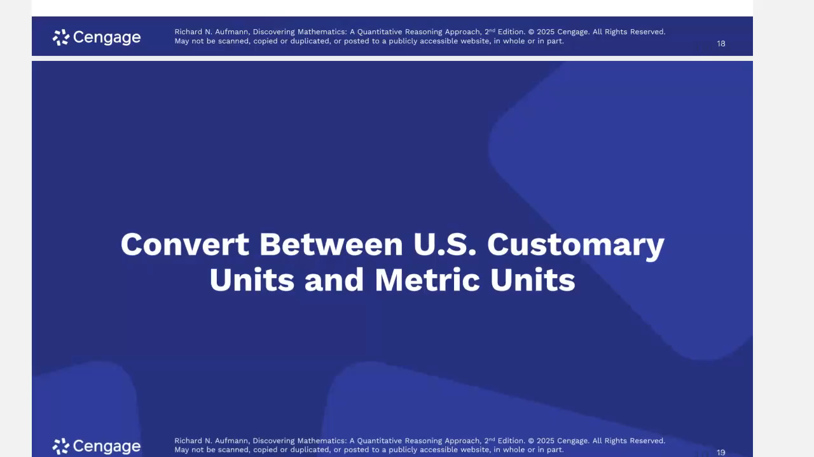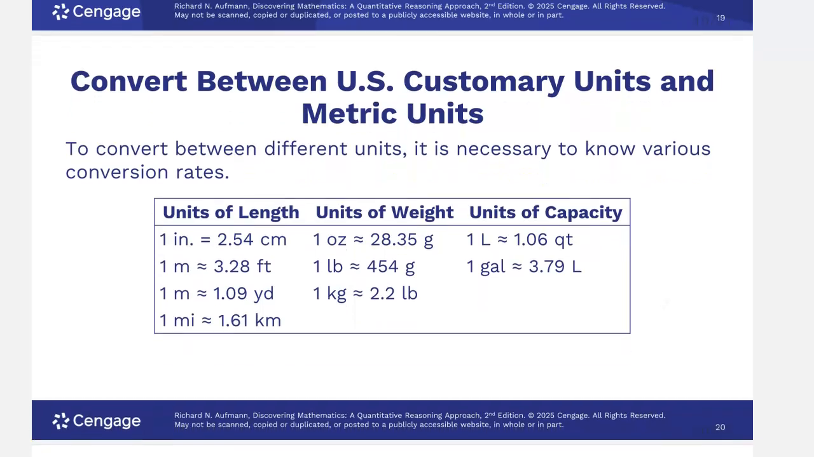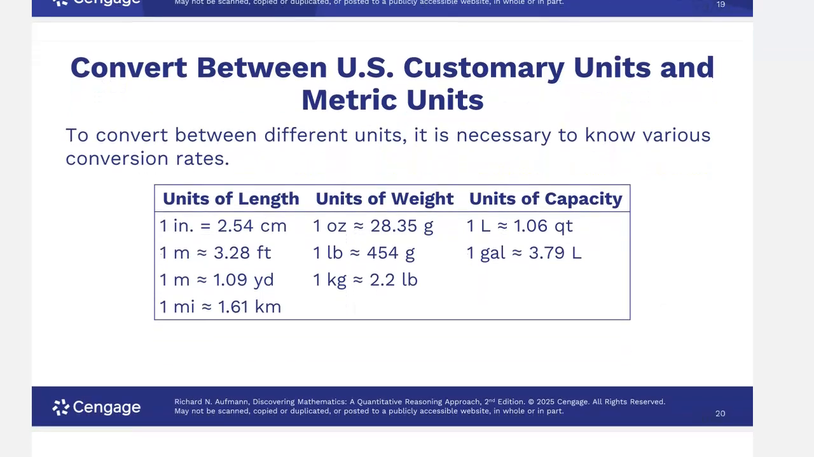So now let's talk about converting back and forth between metric and the customary US units. So these measurements are going to be a little bit different. So 1 inch has about 2.54 centimeters. 1 meter has about 3.28 feet. 1 meter is approximately 1.09 yards. And a mile is approximately 1.61 kilometers.